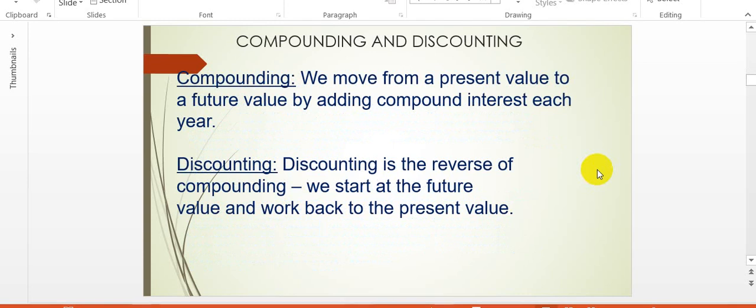With compounding, we move from a present value to a future value by adding compound interest each year. Whereas with discounting, it's a reversal of compounding. So we start at the future value and work back to bring that amount to the present.